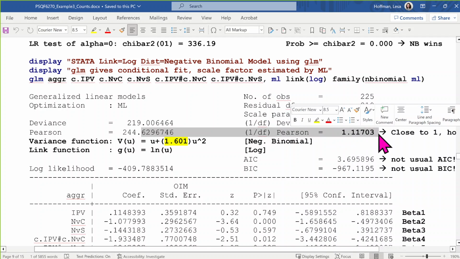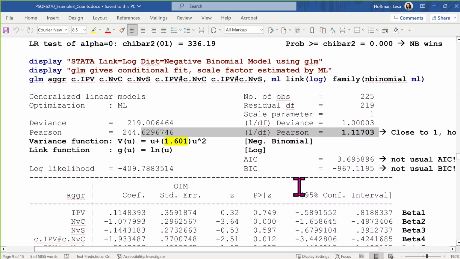The fact that this number is very close to 1 is good news. That means that the amount of variance in the residuals in the data is very close to what it should be according to the model. In other words, this fits. It's not perfect, but it's much, much better than Poisson. Probably not much I could do to get it to be more perfect than this.